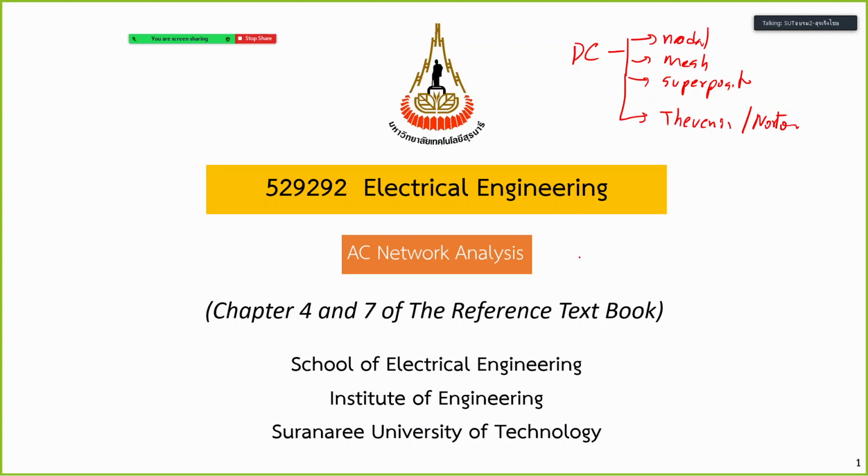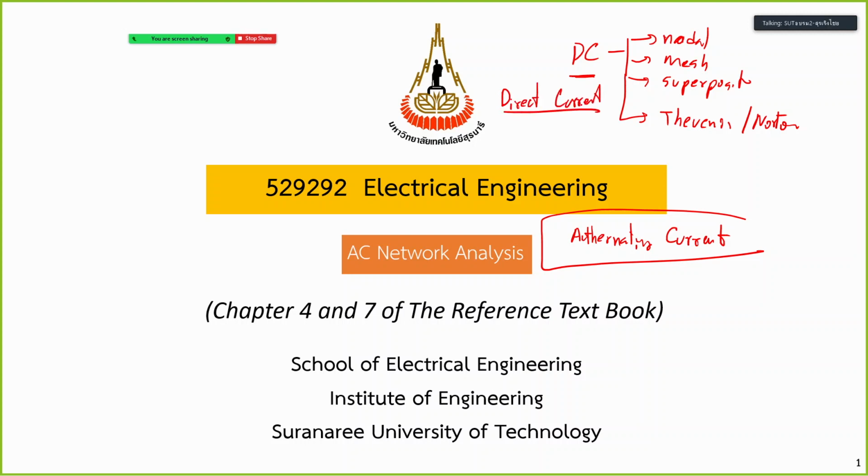But if we face the circuit with AC, meaning alternating current circuit, right? AC means alternating current. DC is direct current, no change. DC means, for example, a battery. Battery is a DC circuit. Alternating current is the electrical system in your home, right? In the building, in your dormitory, is the AC circuit.